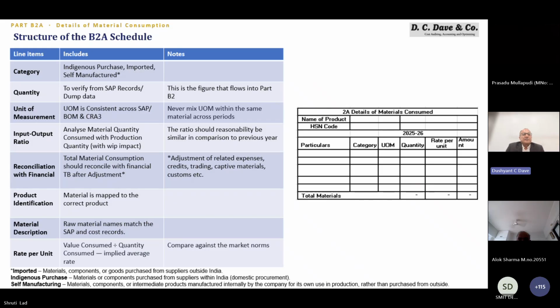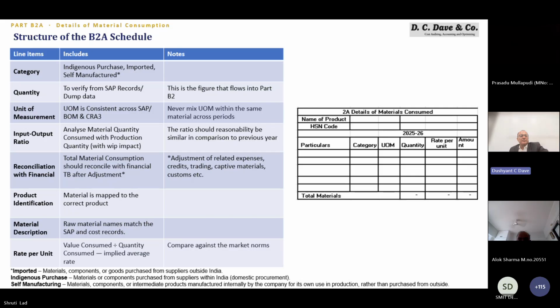So materials are classified as indigenous, imported, and self-manufactured. Each category has different valuation implications. Imported materials require verification of what? Customs duty, freight, insurance, exchange rate. Self-manufactured materials require verification under our cost accounting principles.